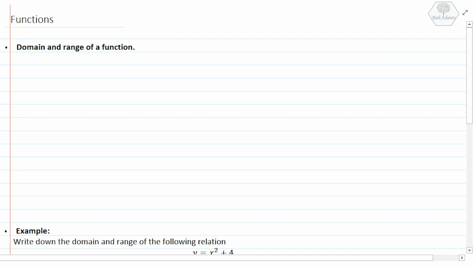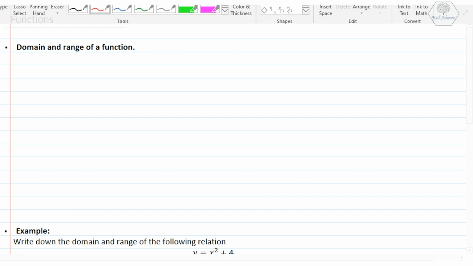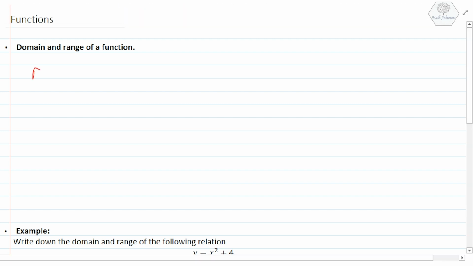Let's now talk about the domain and range of a function. The domain of a function is simply the x values of this function. The domain is the x values, and the range of the function is simply the y values.